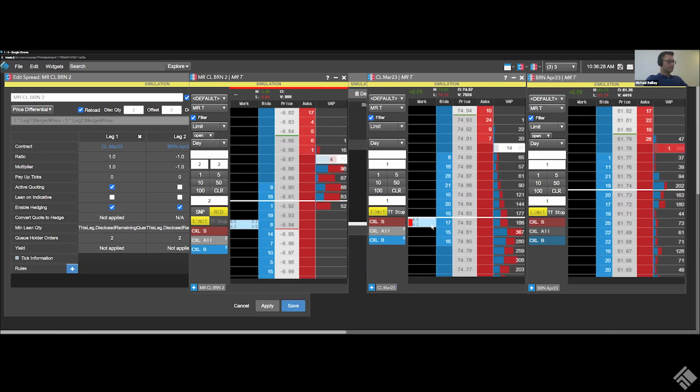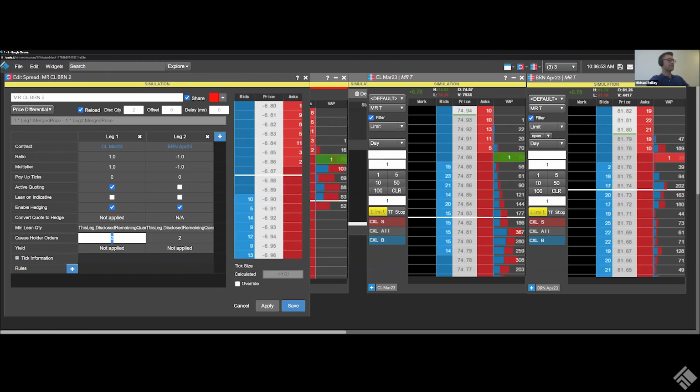So if this order is constantly moving around in the CL contract, that order is almost always going to be at the back of the queue, given the amount of motion that is taking place in the CL March 23 contract. In a quieter market, perhaps, you might want to put an order at every price level or a number of price levels in order to minimize some of that loss of queue position. So in this case, we'll take the QHolder orders. We'll set that value to 5. We'll go ahead and save.